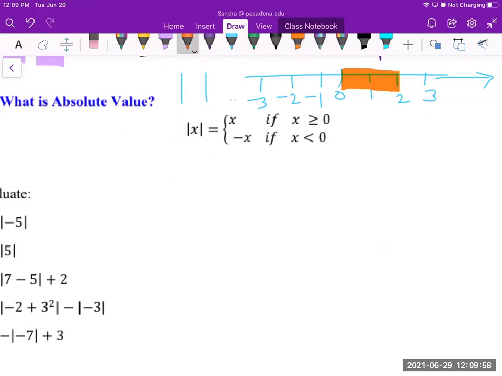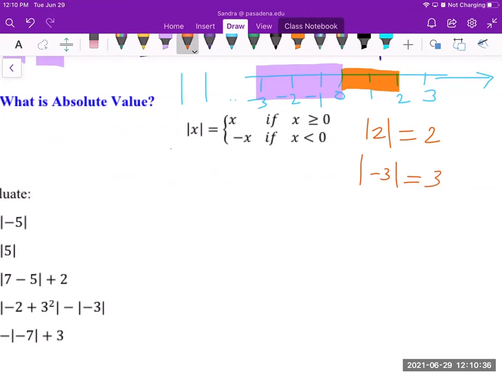Now, in order for me to write it down, I'm going to write it in mathematical form. So I'm going to say absolute value of 2. Absolute value of 2 means what's the distance on the number line from 0 to 2? And so then you're just going to say it's 2. I can also give you absolute value of -3. If I ask you for the absolute value of -3, then you have to say what's the distance from 0 to -3. The distance from 0 to -3 is 3.